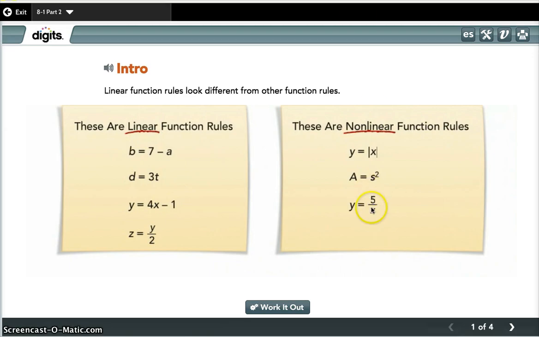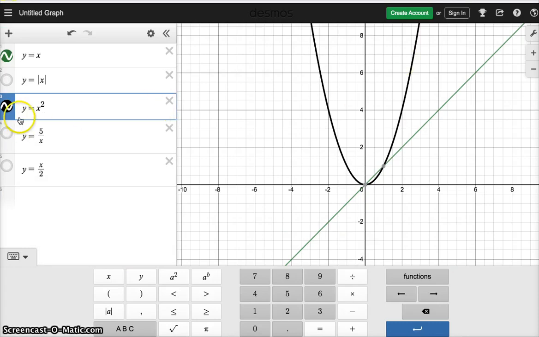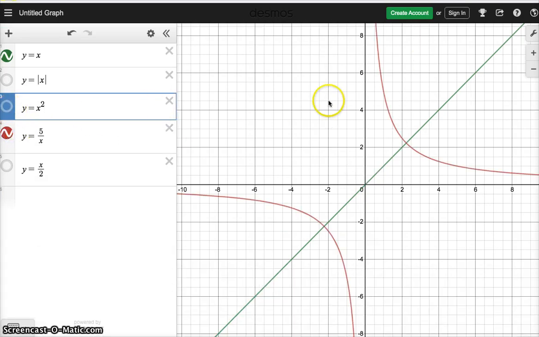And then this last one is y equals 5 divided by x. This one's kind of a crazy one. Turn this one off, turn this one on. Here we have that one in red. So it's these 2 lines that are both curved, and they are kind of mirroring each other. They're shooting away from the origin.